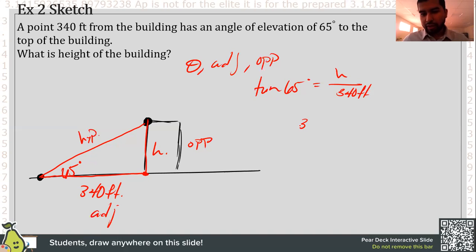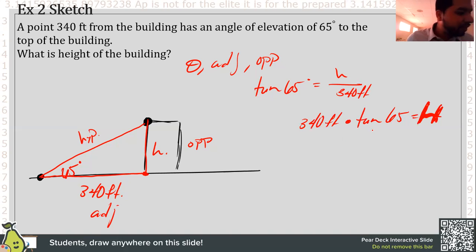And from here, we just multiply 340 feet because we're solving for h. Tangent of 65 is equal to h. Okay, something like that. Can't draw an h. I'm just going to do a capital H. So with the magic of our calculator, we can see that this is going to be 729.13 feet. So very, very similar to what we just did. This is just to get a feel for the right triangle work.